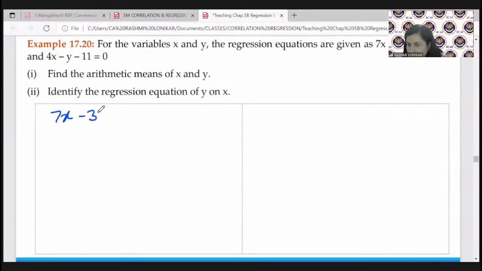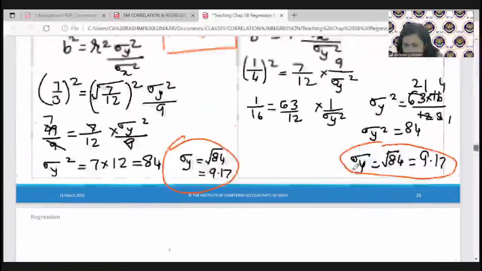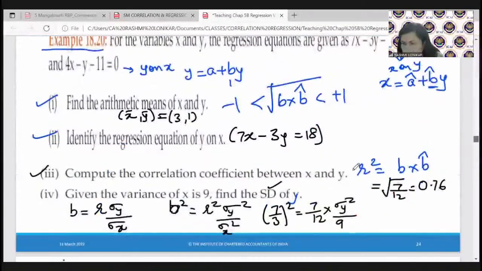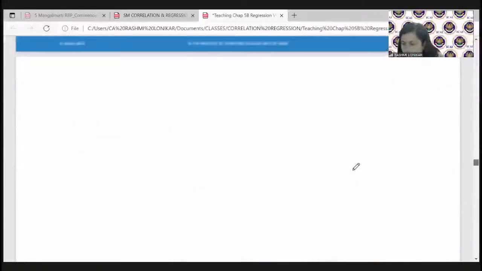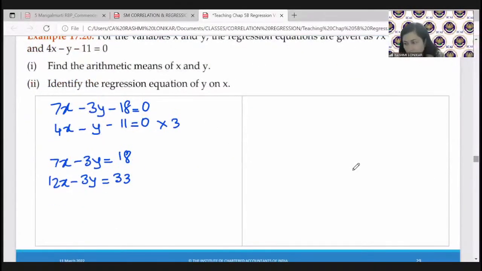7x minus 3y minus 18 is equal to 0. 4x minus y minus 11 is equal to 0. So multiplying the second equation by 3, I get 7x minus 3y is equal to 18, and I get 12x minus 3y is equal to 33. I think we have already done this sum, so I won't repeat it.